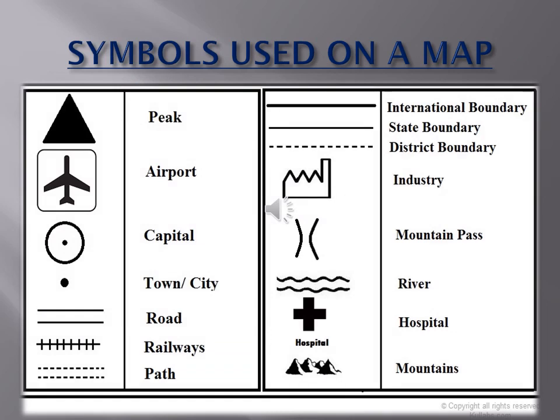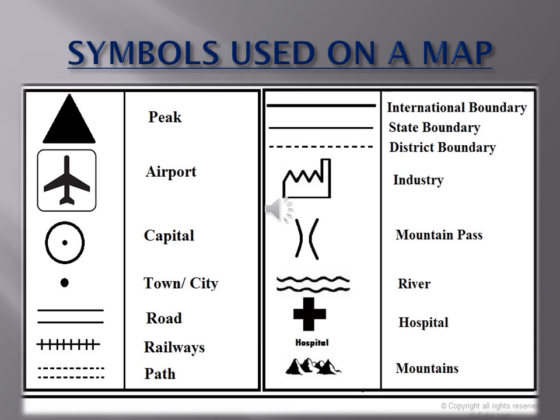You can see in this picture some symbols used on a map. The first picture shows the black pyramid. From this picture you know where the peak of the mountain is. It's the peak of a mountain in a map. You can see the second picture here. It shows the picture of an aeroplane. If you see an aeroplane picture, a small picture in a corner of a map, from that you can understand where an airport is. Where an airport is located in that map.